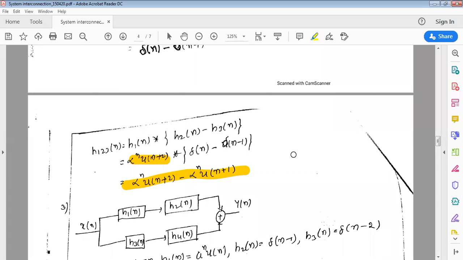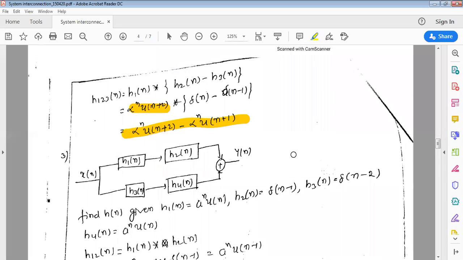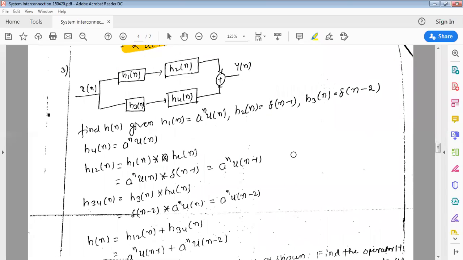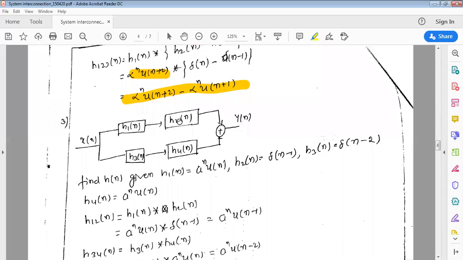Throughout this section, I am going to find the final h of n, that is the impulse response of the system. Okay. Now, let us go to the next one. x of n is the input. I have h1 of n, h2 of n, h3 of n, h4 of n, y of n. Can you tell me what is the final h of n? Can you guess?